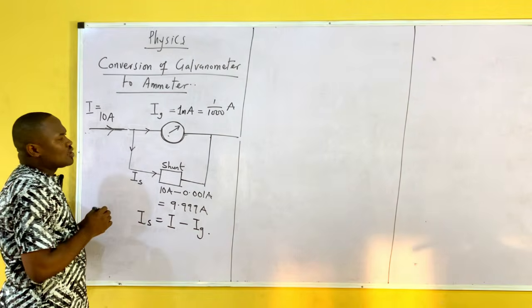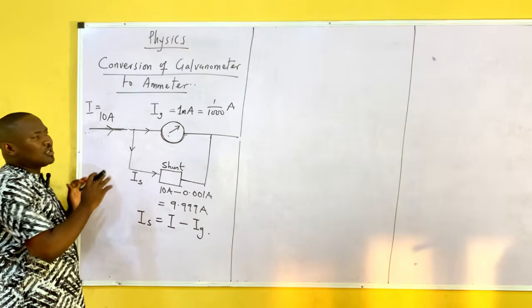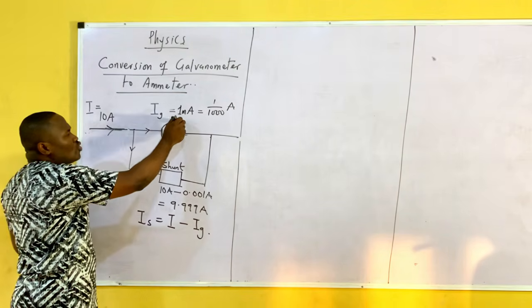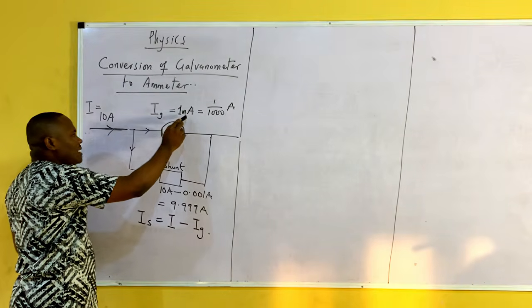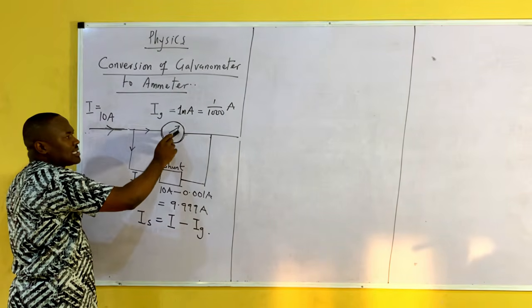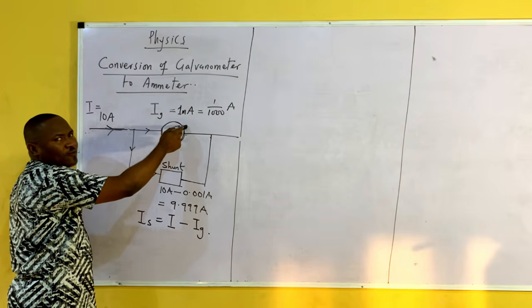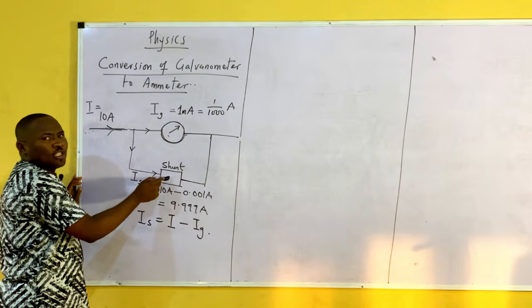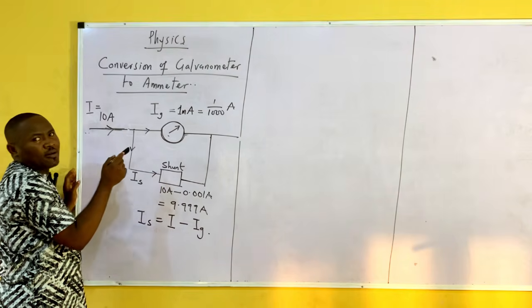Now take note of this. Once you understand this mechanism this way, it is very easy to solve. Why? Because once I know my current here and I know my resistance here, I can solve for my voltage here. When I know my current here and I know my voltage here, I can calculate for my resistance here.